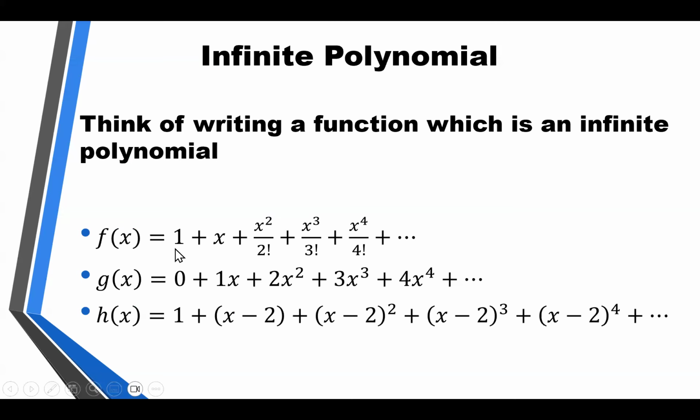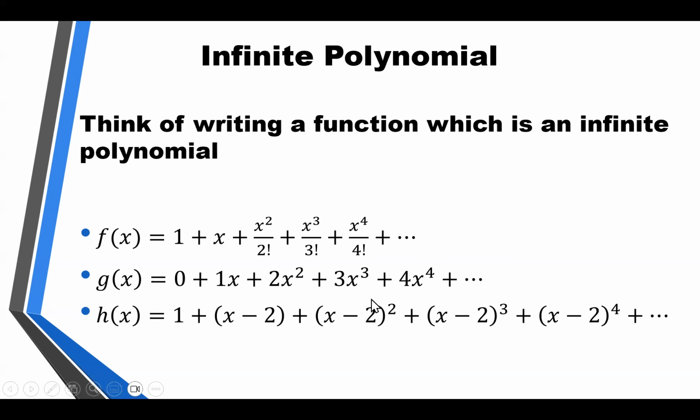Here, f has coefficient on the constant term of 1, coefficient on the x to the first term of 1, and then 1 over 2 factorial is the coefficient of x squared, and so on and so forth as we go down. G of x, obviously, coefficients are 0, 1, 2, 3 on each of the x to the nth power. So we just get infinite polynomials.